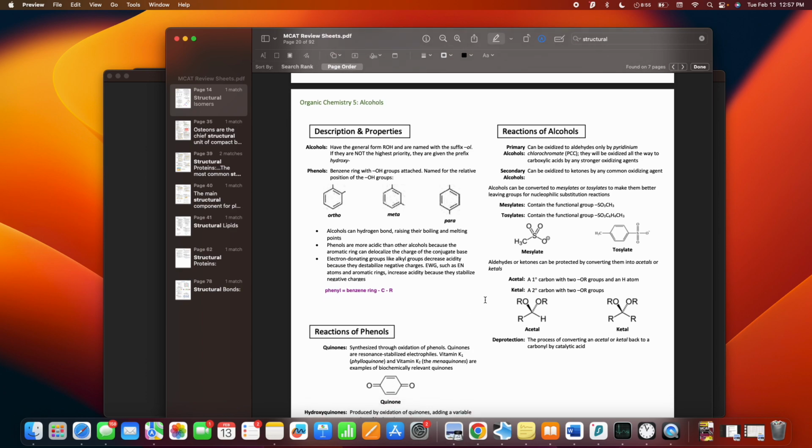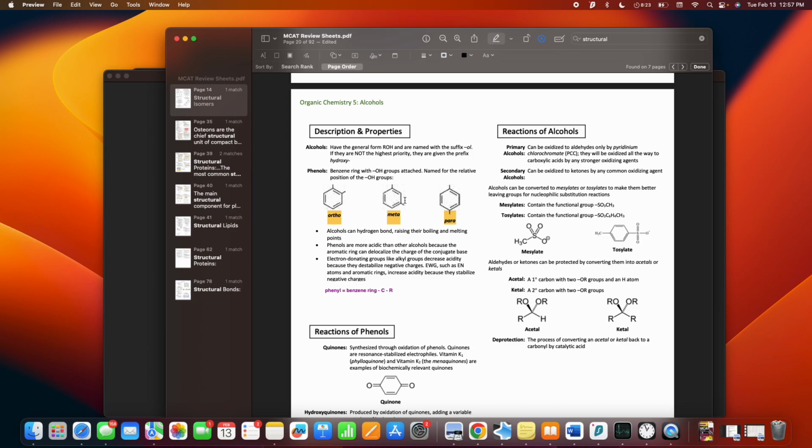Alcohols have the general form ROH and are named with the suffix ol. If they're not the highest priority, they are given the prefix hydroxy. Benzene ring with OH groups attached is phenols, named for the relative position of the OH group. So ortho is 1 and 2, meta is 1 and 3, and para is 1 and 4. So ortho, meta, and para.